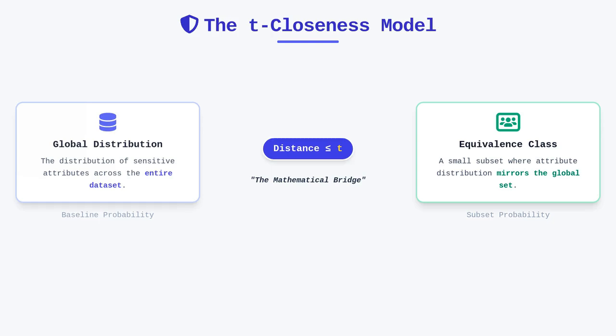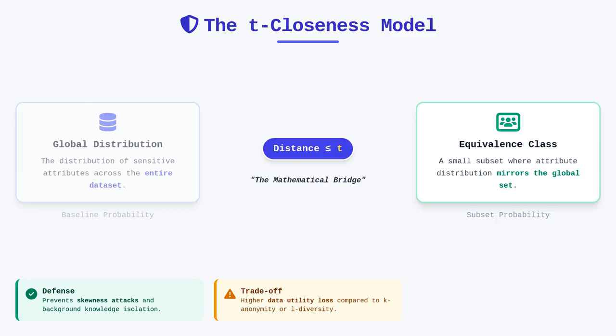This approach prevents attackers from using background knowledge about the public distribution of traits to isolate individuals within a subset. By enforcing a global distribution, we ensure that an observer gains no additional information from knowing which equivalence class a record belongs to, aside from what they could have deduced from the entire population. This is highly effective against skewness attacks, though it comes at the cost of significantly higher data utility loss compared to simpler models. Balancing the granularity of our data against the mathematical strength of the anonymization requires a constant calibration of our threshold variables based on the specific risk profile of the data.